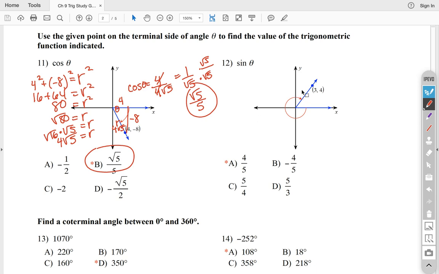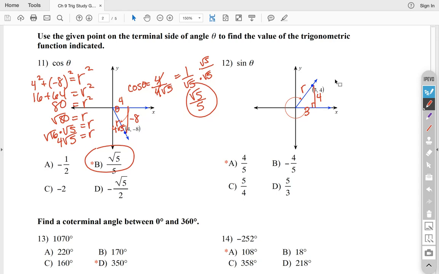Number 12, 3 and 4. That one's a lot easier to do. All right, so 3 is your x, 4 is your y. You don't know your hypotenuse unless you know the special triangle. There is a special triangle called the 3, 4, 5 triangle, but let's just assume you don't know that.